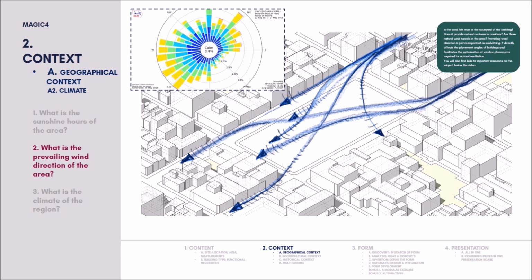Prevailing wind direction is just as important as sunbathing. It directly affects the placement angles of buildings and facilitates the optimization of window placements required for natural ventilation. You will also find links to important resources on this subject below the video.